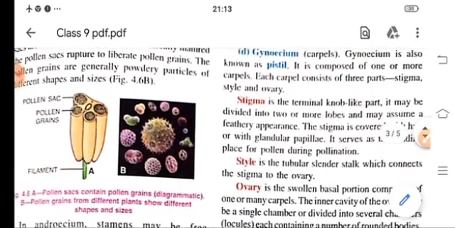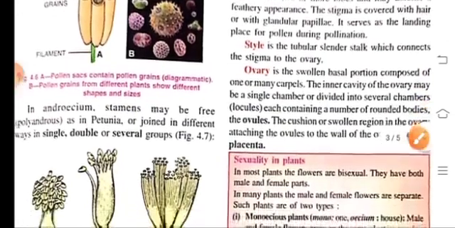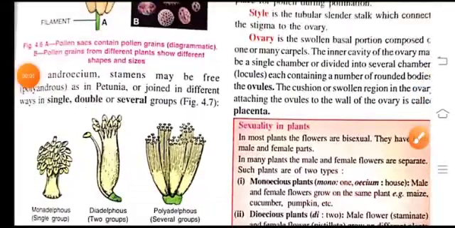So here is the structure of a stamen. Now this is a filament, and this is the anther, and inside this anther is a pollen sac in which pollen grains are present, and here there are different shapes and sizes of pollen grains. Now again in androecium also, the stamens may be free as in petunia, or they may be joined in different ways.